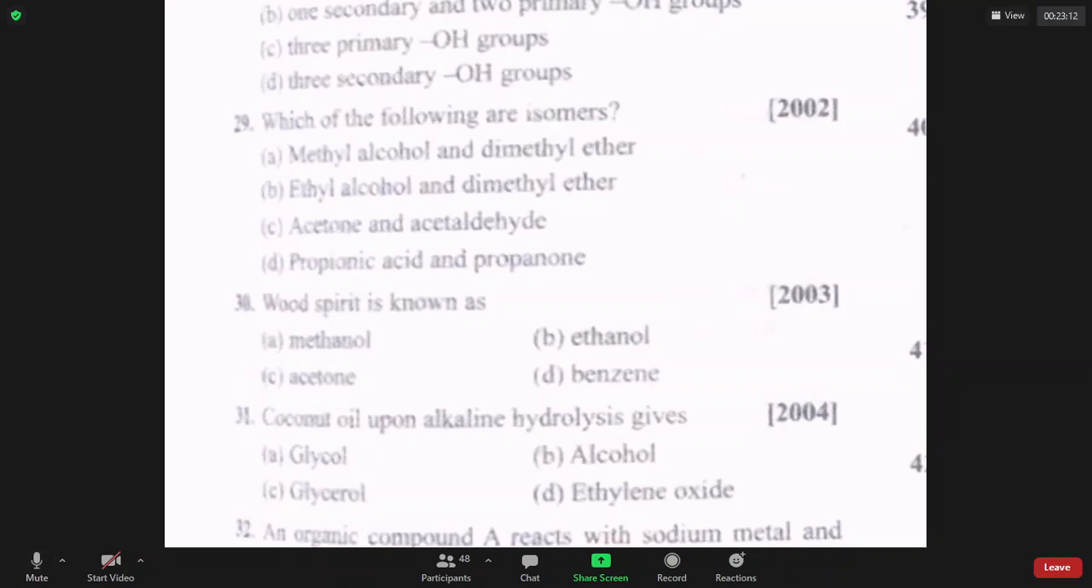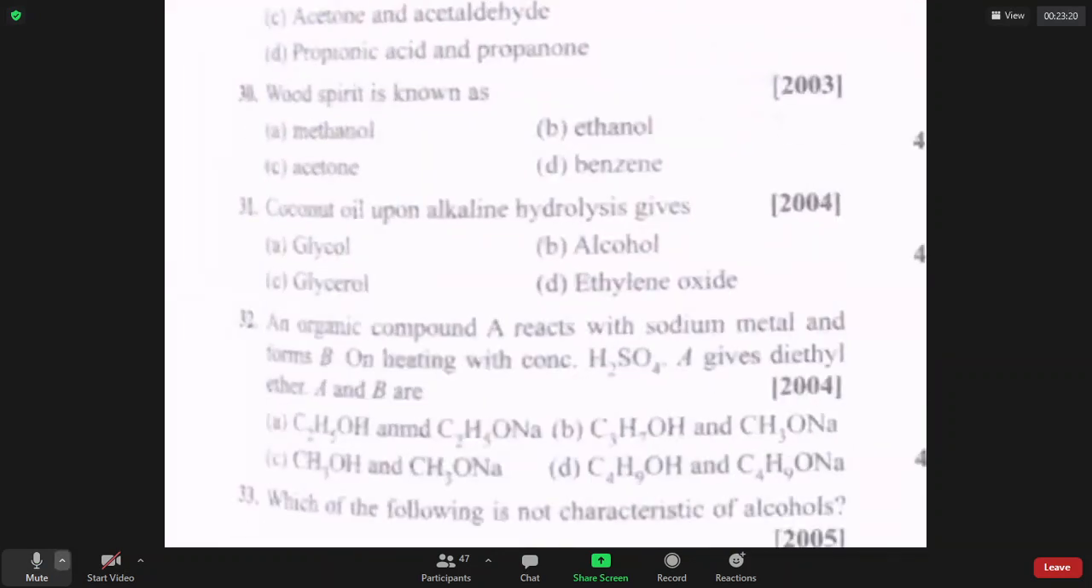What is wood spirit? Wood spirit is methanol. Methyl alcohol is called wood spirit that is used to make varnishes. Coconut oil upon alkaline hydrolysis gives what? Coconut oil is an ester of fatty acid and glycerin, a triglyceride. When that undergoes alkaline hydrolysis, you get glycerol and the sodium salt of fatty acids. That is called saponification reaction. From the spent lye, you can separate glycerol. Glycerol is used as a moisturizer and has many uses. Glycerol is propane 1,2,3 triol.